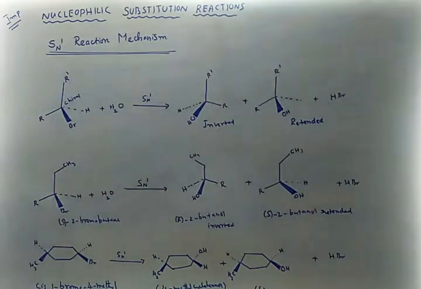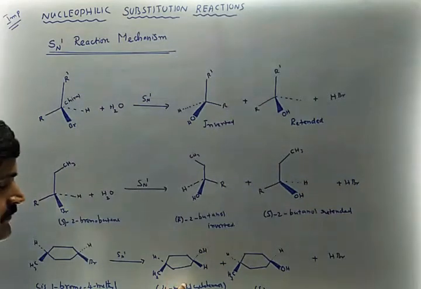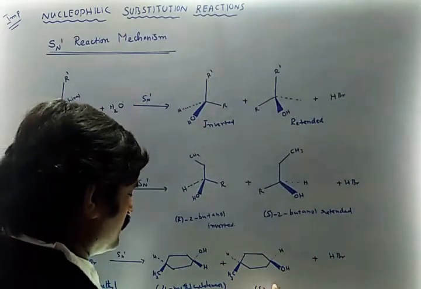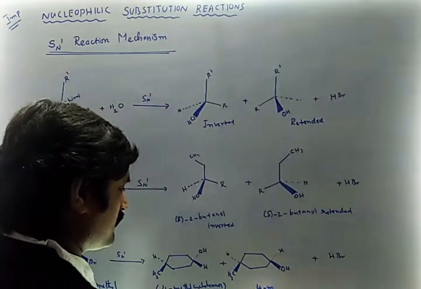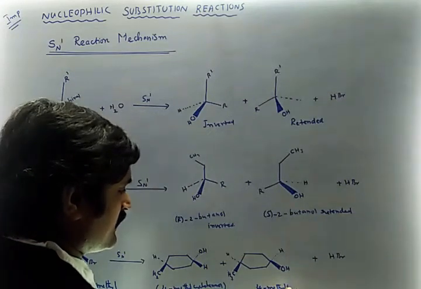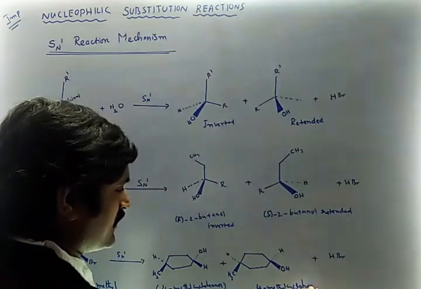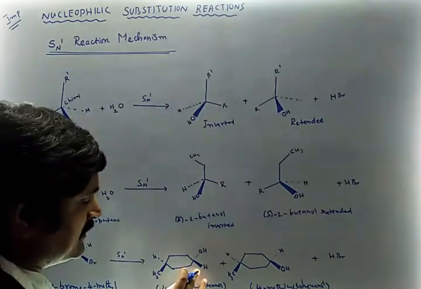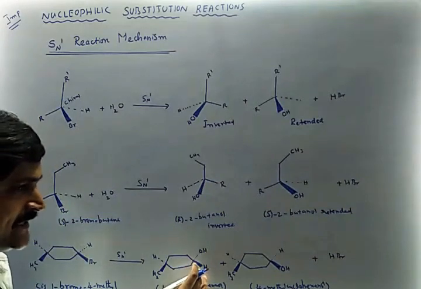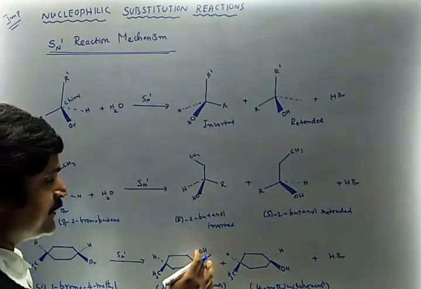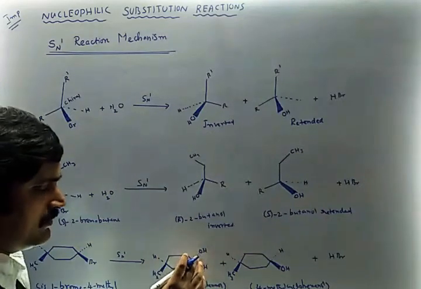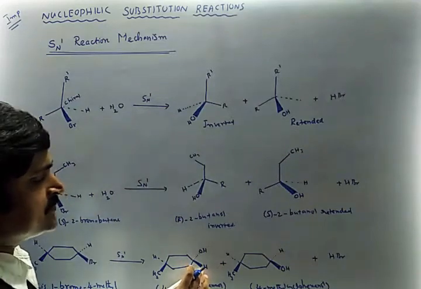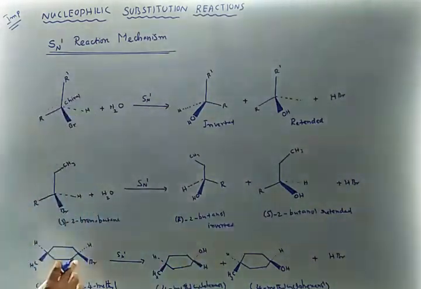So it's a mixture of R and S configurations. So this is also 4-methylcyclohexanol. You observe the shaded portion is nothing but the atom which is present towards the observer, and the dotted one is away from the observer. So on the backside of this hydrogen bond, this carbon-OH bond is there. So here also the same thing.